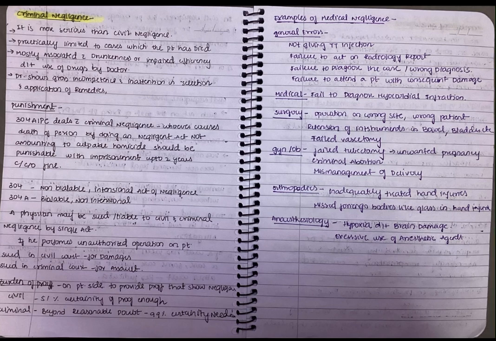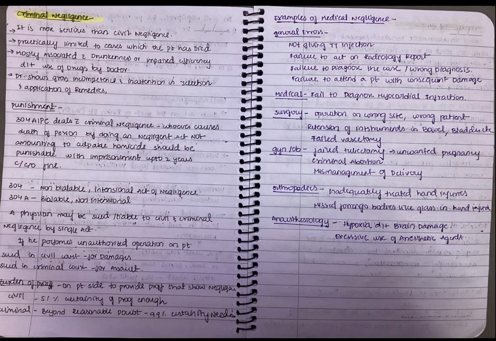And also in some cases, a physician may be sued or liable for civil and criminal negligence both by a single act. That means he has done something for which a case is filed against him, so he has to pay some compensation for his act, and also he has to undergo imprisonment for 2 years. Like if he performs an unauthorized operation on the patient, that means he is not authorized to do the operation. That means he is not skilled enough to do the operation, but still he does it because of some money or anything.